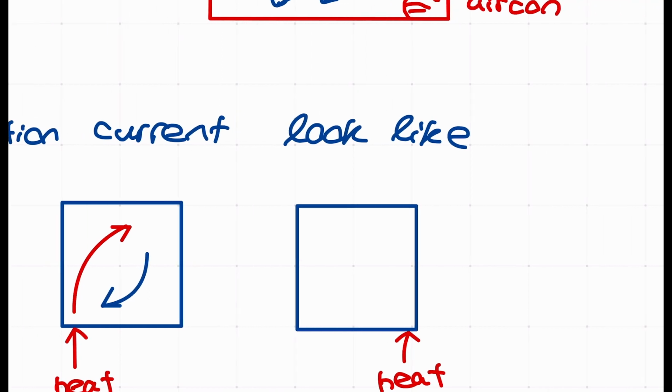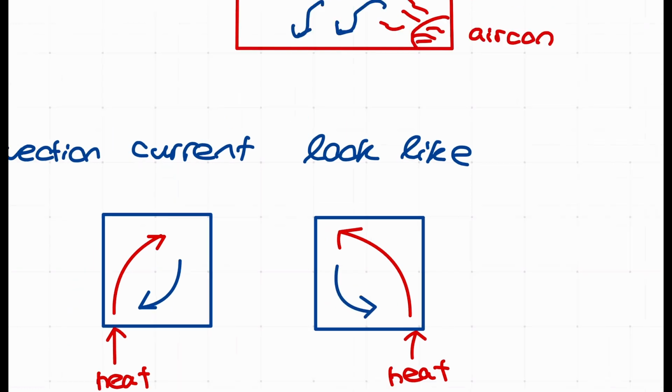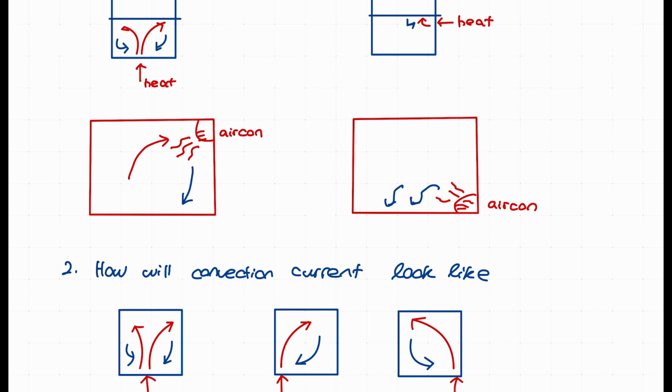It's quite similar for the third one, but this time the heat is on the right. Hot water will rise and cold water will sink. So you realize that it affects how my convection current will look like.